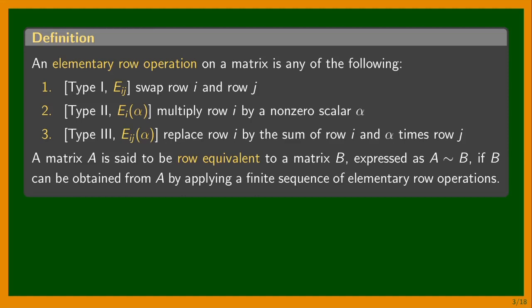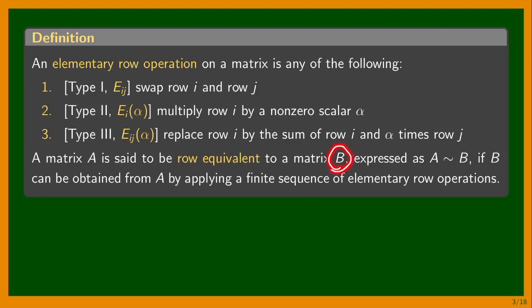The third type of elementary row operation is the one where we replace a row by the sum of it and a multiple of another. So if we replace row i by its sum with alpha times row j, then we denote that operation by E_ij(alpha). The i denotes the row to be replaced, and j denotes the row to be multiplied by the scalar alpha. The resulting sum of the two rows will be placed on the ith row of the new matrix.